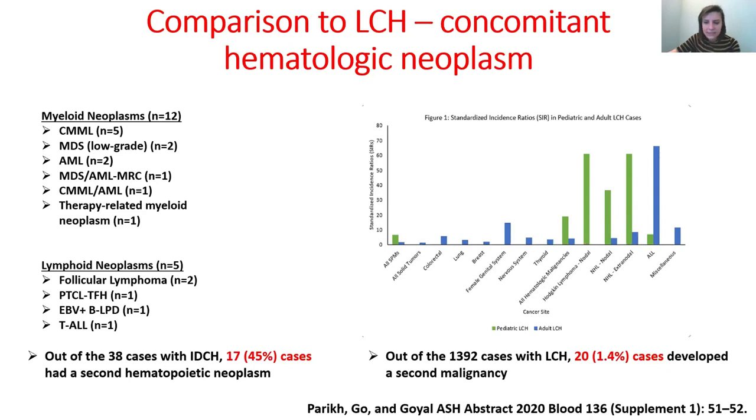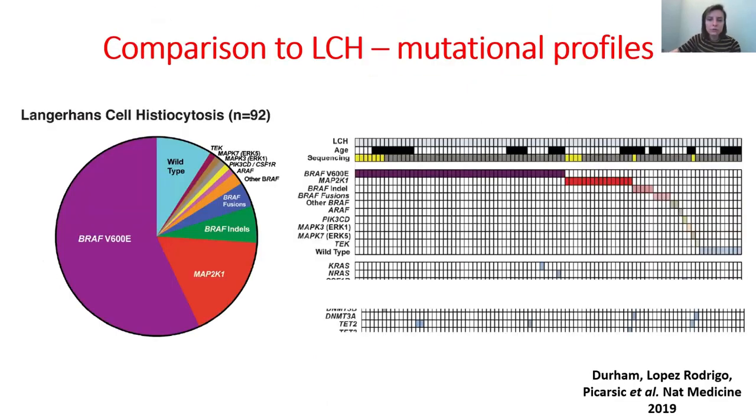So this was a recent ASH abstract. They included almost 1,400 cases with LCH from the SEER databases, and they found that only 20 patients, which is 1.4% of their cohort, developed a second malignancy, which are not necessarily hematopoietic malignancy, by the way. So obviously, in terms of concomitant hematopoietic neoplasm, the indeterminate dendritic cell histiocytosis and LCH seem to be very different diseases. So for the comparison of mutational profiles, we picked this recent study.